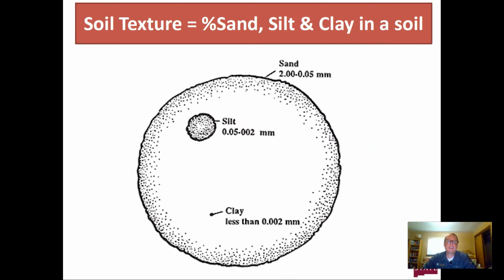For soil texture, we're looking at the percent of sand, silt, and clay in the soil. Sand are very large grains, everything from 2 to 0.05 millimeters. Your silt is then much smaller at 0.05 to 0.002 millimeters. And then your clay is absolutely tiny. It's less than 0.002 millimeters. Typically, silt and clay cannot be seen with the naked eye. You need some type of microscope to be able to see the silt or clay.